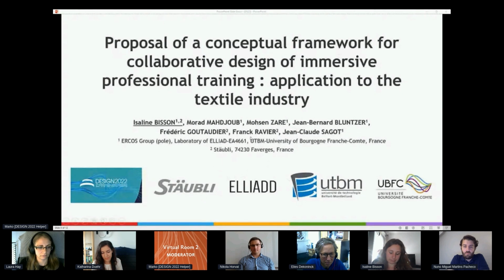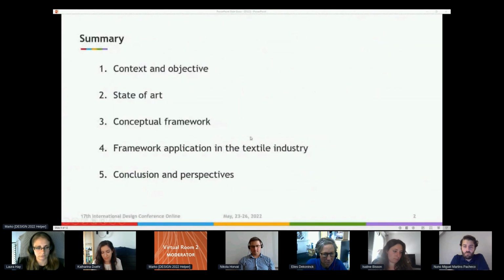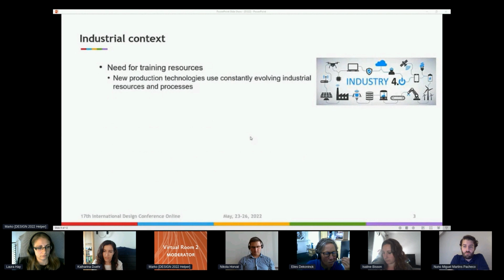First, I will describe the context and the problematic of this work. Then I will briefly present a state of the art and present our framework and its application for an industrial project. Today, in the context of industry, new production technologies use constantly evolving industrial resources and processes. Faced with such development, manufacturers must think about training methods that will allow their employees to improve their skills and adapt to new modes of production.